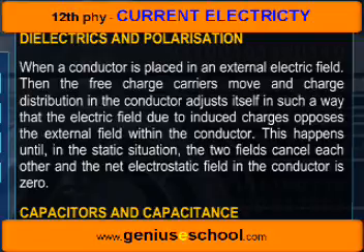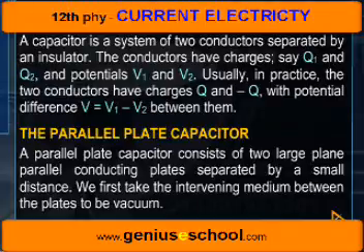Capacitors and capacitance. A capacitor is a system of two conductors separated by an insulator. The conductors have charges, say Q1 and Q2, and potentials V1 and V2. Usually, in practice, the two conductors have charges Q and minus Q with potential difference V equal to V1 minus V2 between them. The parallel plate capacitor. A parallel plate capacitor consists of two large plane parallel conducting plates separated by a small distance. We first take the intervening medium between the plates to be vacuum.